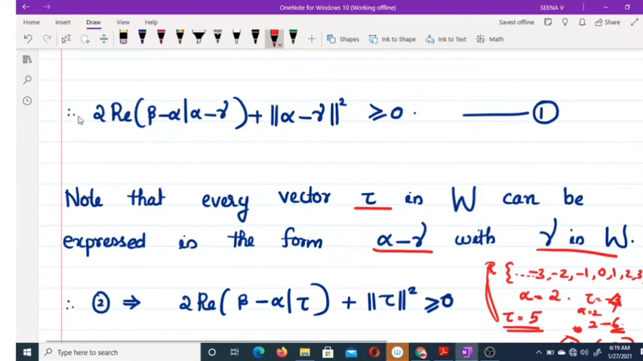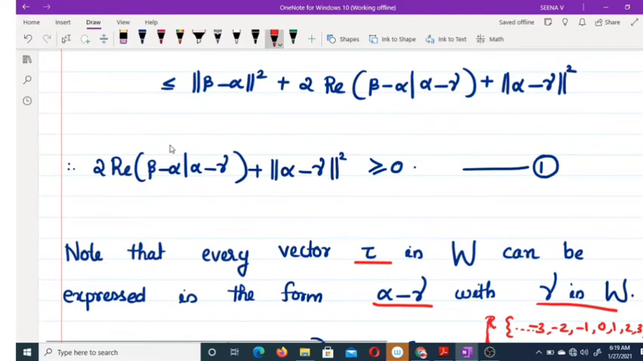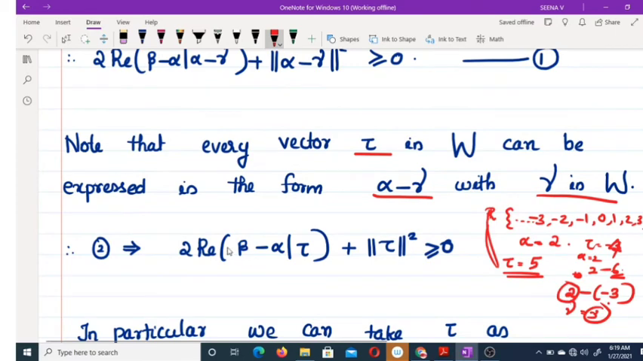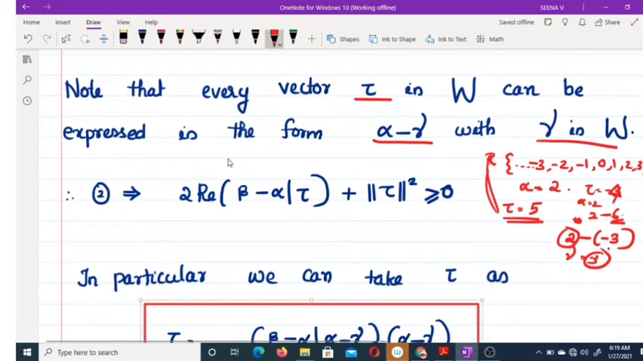Once again I am repeating. Finally we get this one: 2 times the real part of the inner product of beta minus alpha and alpha minus gamma, plus norm of alpha minus gamma whole square, is greater than or equal to 0, and this is true for any tau. Because any tau belongs to W, you can write it in the form alpha minus gamma. Therefore we are replacing alpha minus gamma by tau. So 2 times the real part of the inner product of beta minus alpha and tau, plus norm of tau square, is greater than or equal to 0.